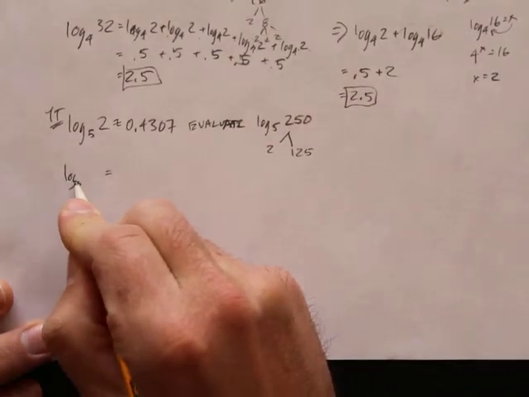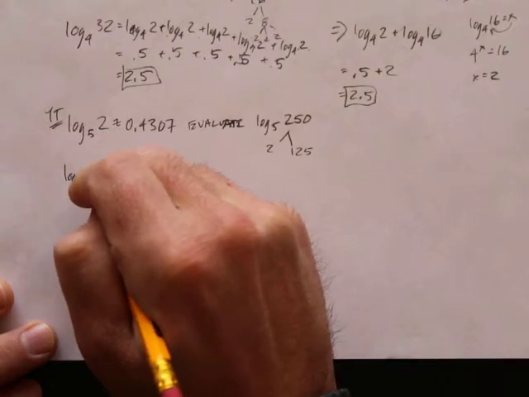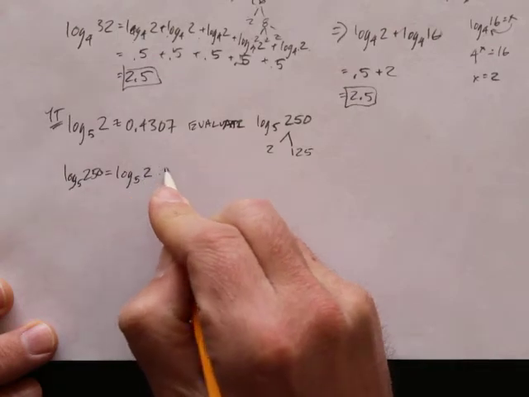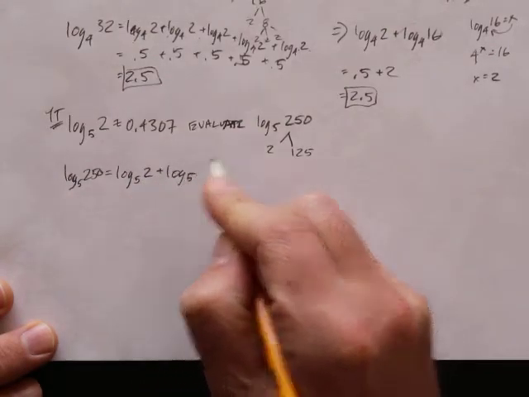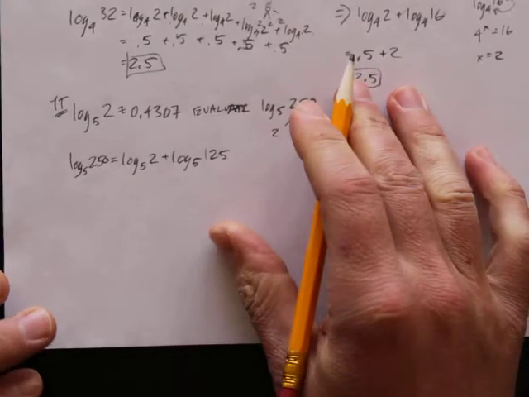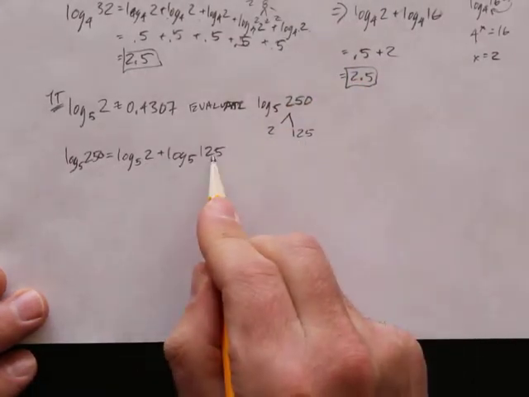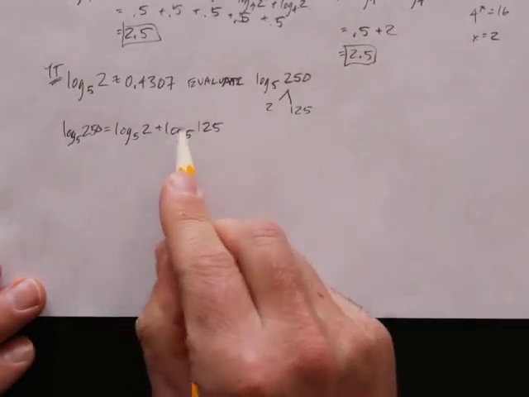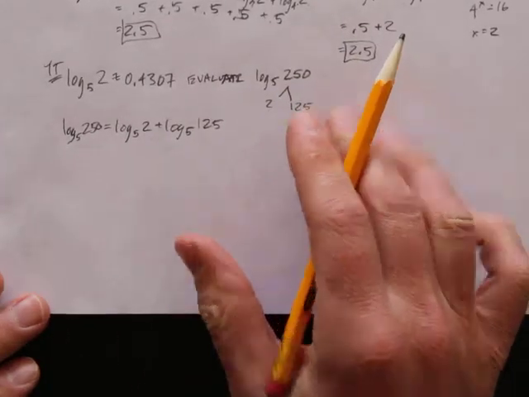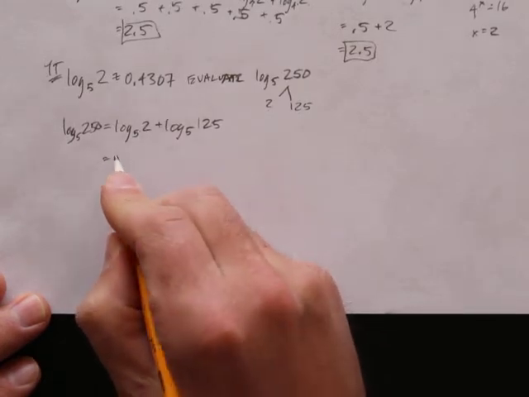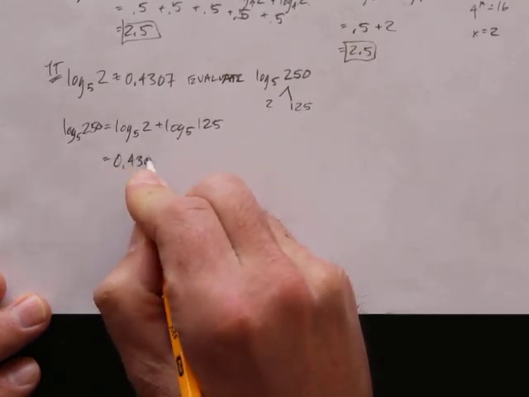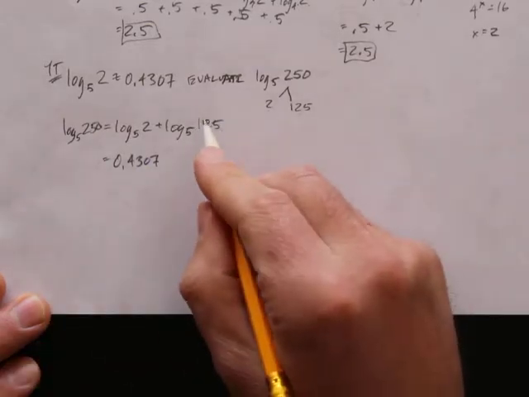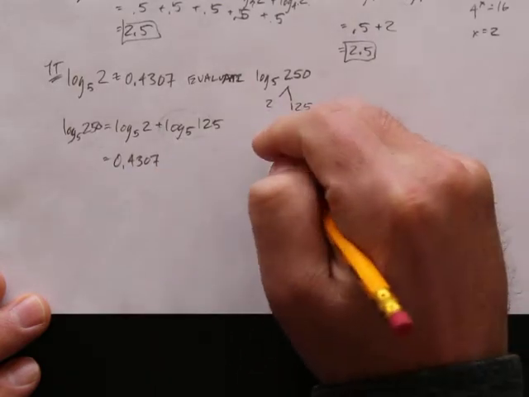Log base 5 of 250 equals log base 5 of 2 plus log base 5 of 125. So I've just taken this 2, put it here, 125 here, and I add them together. And when I add them together, I multiply these guys. So log base 5 of 2 is 0.4307. Log base 5 of 125, I don't know what that is, but let's evaluate this log here.